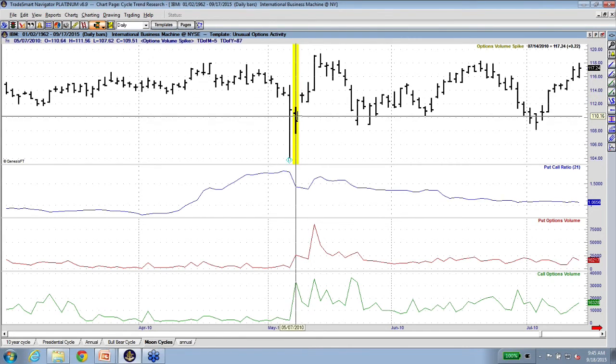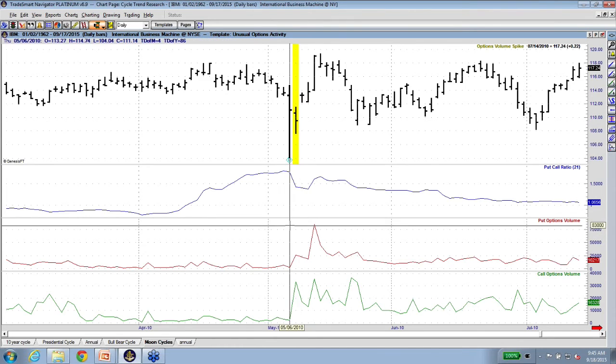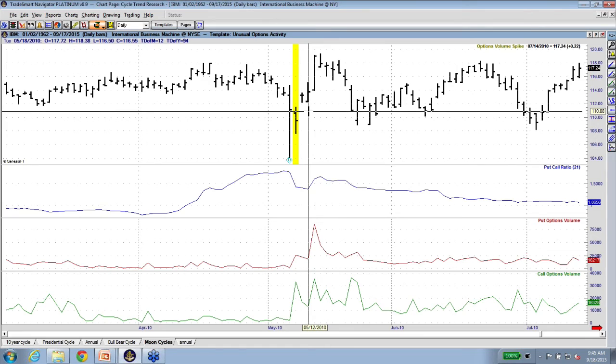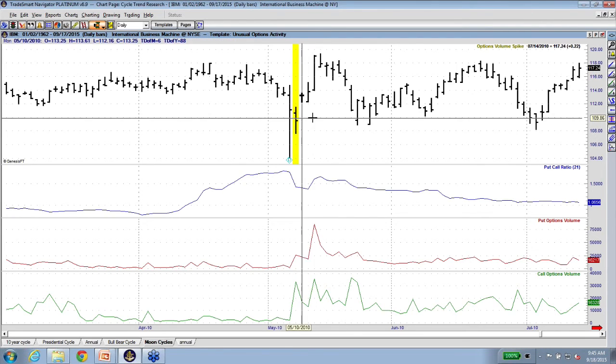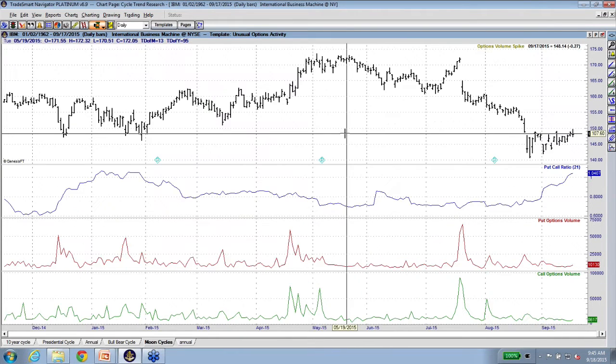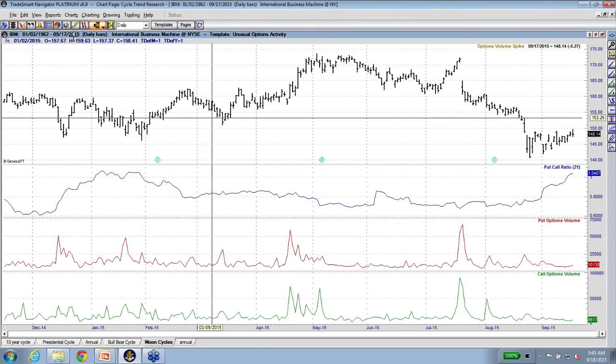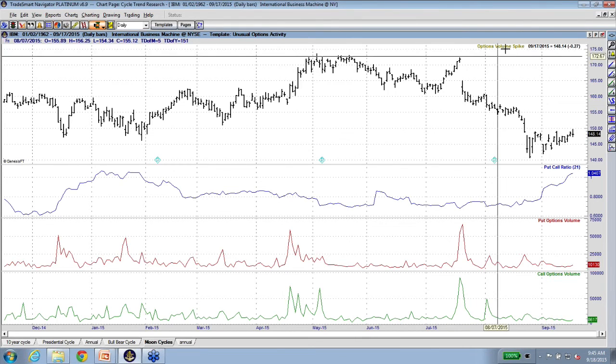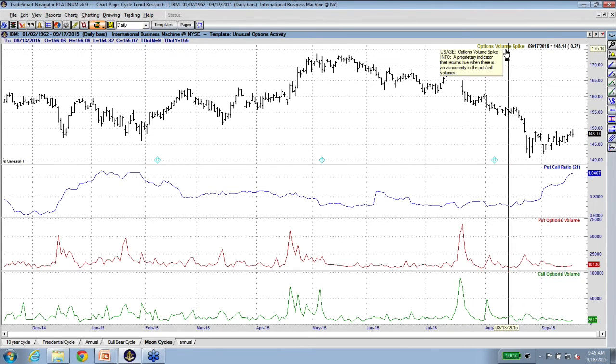I'm not saying necessarily it's a bullish situation, but I do want to say that we flagged it, and then of course the market had a pretty decent up move to react to that down move after that dividend date. So that's what the unusual options activity scanner does. It's actually called options volume spike, because programmers, as you know, they name stuff.